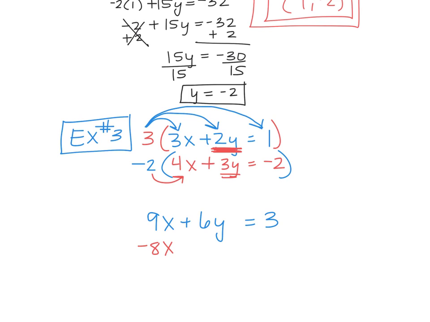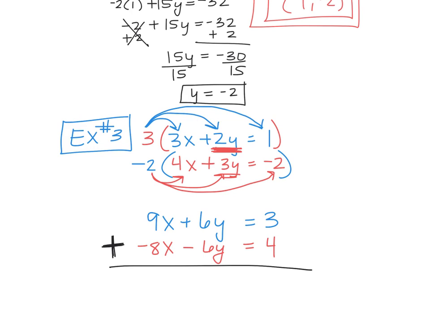Not plus. Negative 2 times 3y is a negative 6y. And then negative 2 times negative 2 is a positive 4. Okay, so those are the two equations you're going to solve now. You're going to do elimination with these two, so we're going to add them together.